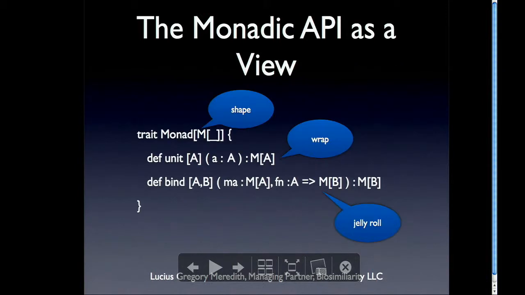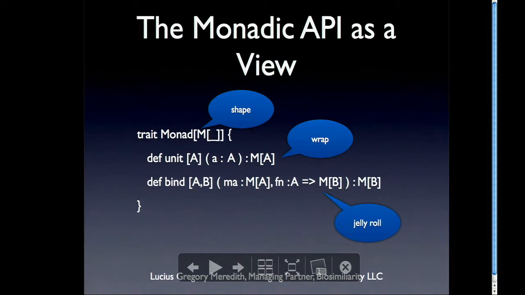So let me give a quick recap here. So a monad is going to be a higher kinded type. So what do I mean by that? Well, it's a type constructor that takes a type which is also a type constructor. So that's what I have in the past called the shape. Okay?